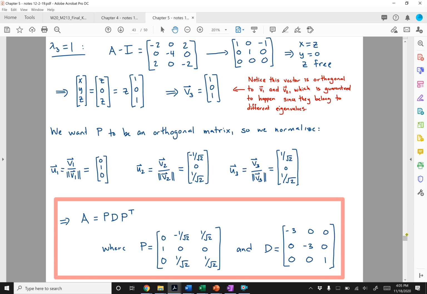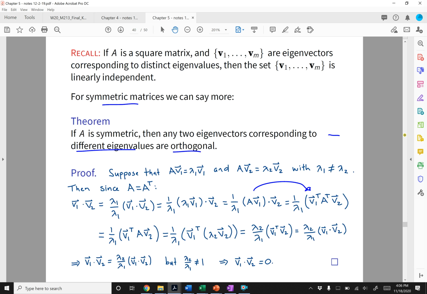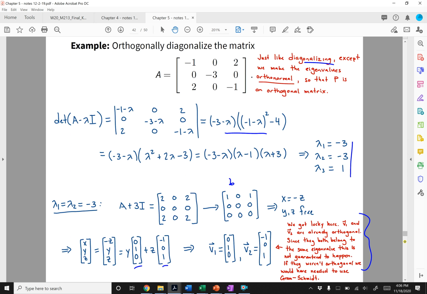So we still have to do the other eigenvalue. We subtract 1 off the diagonal, row reduce. We end up with a one-dimensional null space. The basis for the null space is this one, and this vector is orthogonal to the other ones. That's what the theorem before the spectral theorem says: the eigenvectors of distinct eigenvalues for a symmetric matrix are always orthogonal.